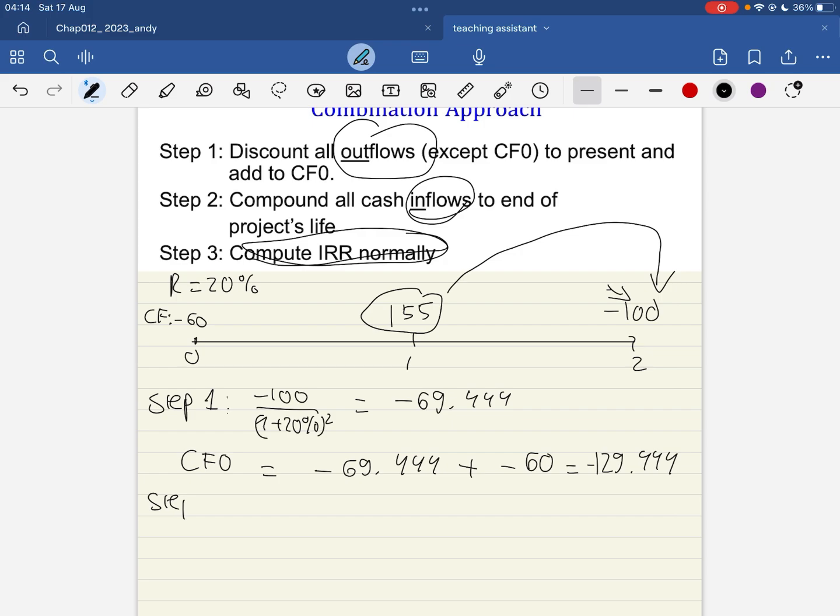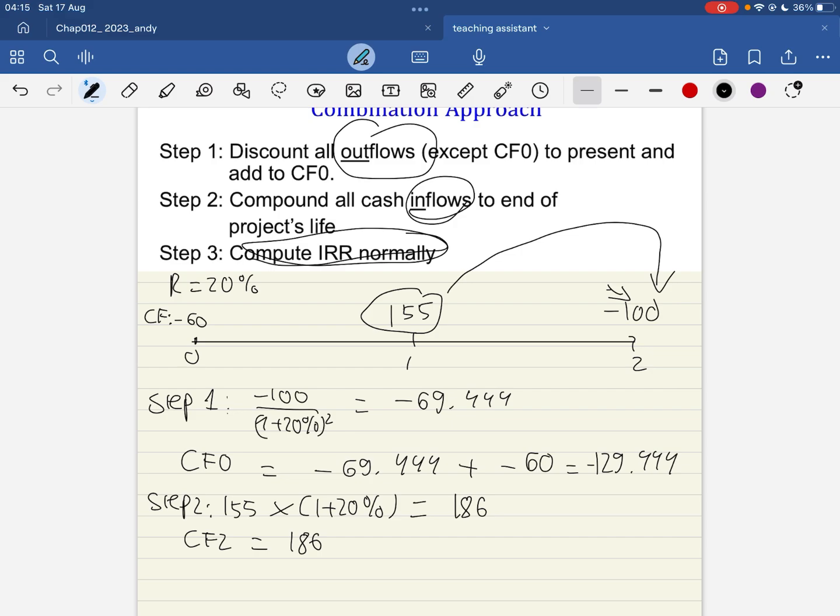Second step, we compile all the cash inflow to end of project's life. So we can only see 155. So 155 times 1 plus 20%, we compound it. This will be equal to 186. Notice that we don't need to add it to the end of the project, but we use this number straight, and our new CF2 will be equal to 186.